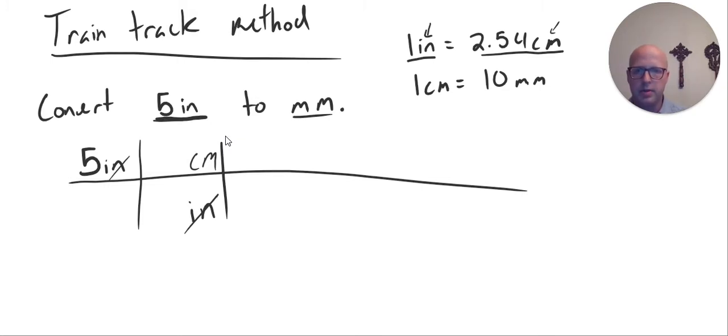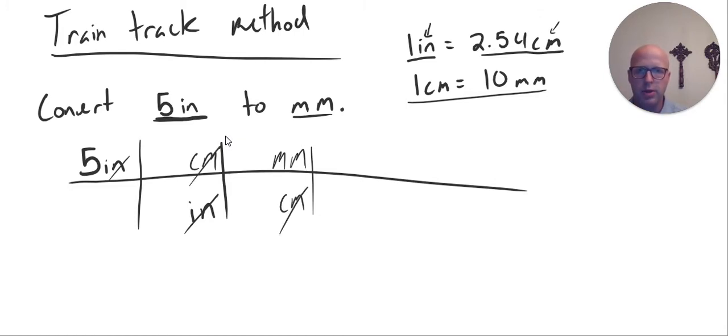So now I'm in centimeters, which is good because now I'm in the metric system, but I want my answer to be in millimeters, all right? So I want something else here. So I know I want to cancel out centimeters, okay? And over here I've got another conversion factor. Hey, I know that 1 centimeter is equal to 10 millimeters, so I'm going to put millimeters up top here. My centimeters are going to cancel.